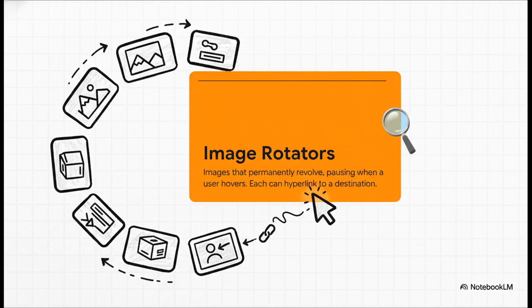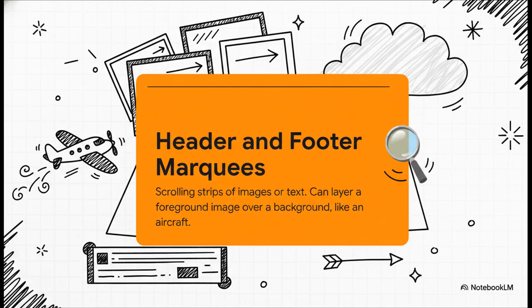You know, sometimes you need to make an announcement that is just impossible to ignore. That is exactly what marquees are for. They let you create those scrolling strips of text or images, and check this out, you can even layer them. So you could have a little airplane image scrolling across a background of a cloudy sky. It's just dynamic, it's cool, and it definitely gets noticed.